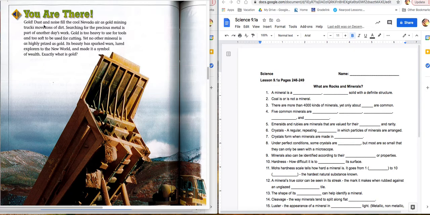Start over here with just another reference back to gold. It says: Gold. Dust and noise fill the cool Nevada air as gold mining trucks move tons of dirt. Searching for the precious metal is part of another's day work. Gold is too heavy to use for tools and it's too soft to be used for cutting. Yet no other mineral is as highly prized as gold. Its beauty has sparked wars, lured explorers to the New World, and made it a symbol of wealth. So what exactly is gold?